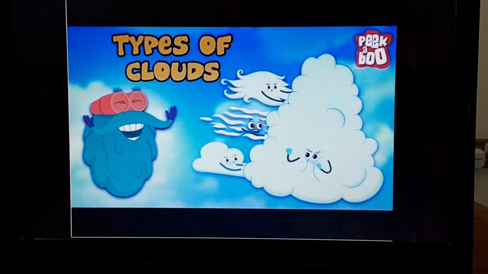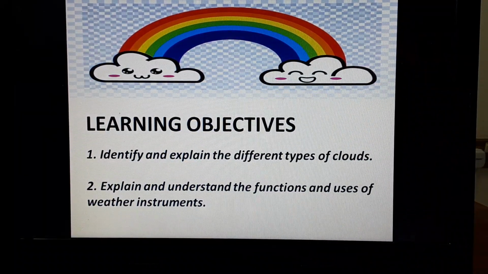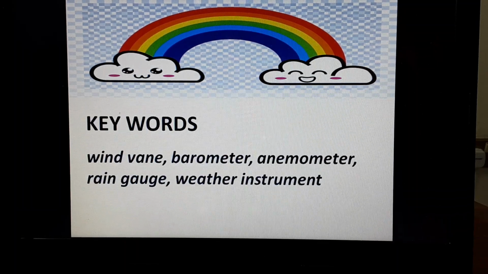For our topic in science, we will be talking about different types of clouds. So before we start, let us try to read first the learning objectives. What are the different things that you will understand and learn from today's lesson? For today, you will identify and explain the different types of clouds. You will also explain and understand the functions and uses of the different weather instruments. For the important words that you need to remember, these are wind vane, barometer, anemometer, rain gauge, and weather instrument.